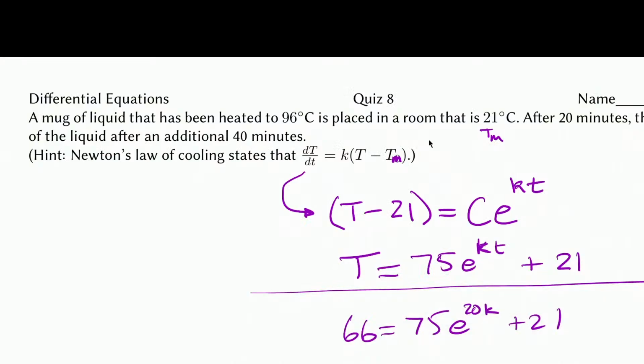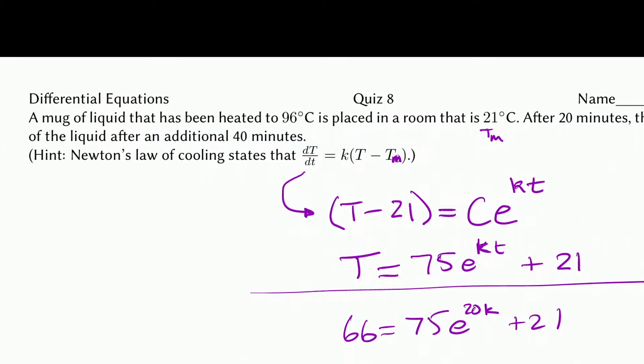Okay, so first things first, of course, you solve this differential equation, and I skipped a whole bunch of steps. So it's T minus 21 is equal to some constant times e to the kt. Eventually you'll get that. And then I got the constant of integration was 75. So we all got that. Yeah. Okay, and then we get down here.